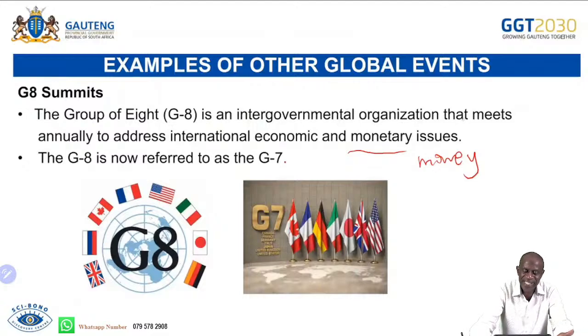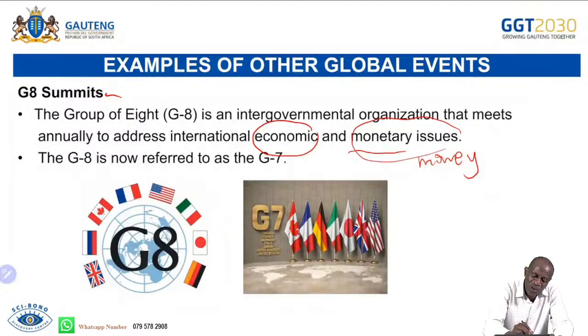or finances. So the aim of this summit, of this gathering, a summit is a meeting of heads of intergovernmental organizations or heads of states or ministers with the aim of addressing issues that are of economic nature, issues that involve money or finances of impoverished countries. And the G8 is no longer existing. It is now referred to as the G7.